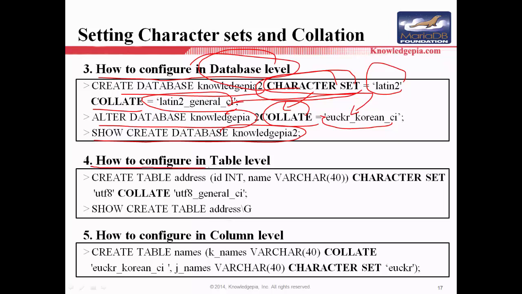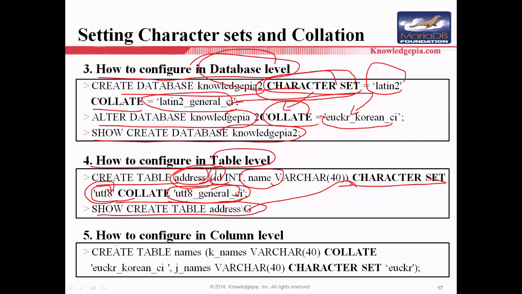Number four, how to configure at the table level as well. When we create the table, we can also define the character set and collation. For example, now I want to create address with the columns ID and name. Here, character set, this one, collation, this one, like this. And this table will use this character set utf8 and utf8_general_ci. If you want to see this data, then show create table address \G. Then this will also show the default character set.